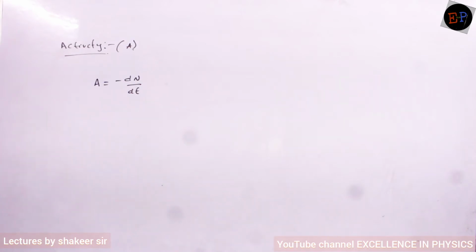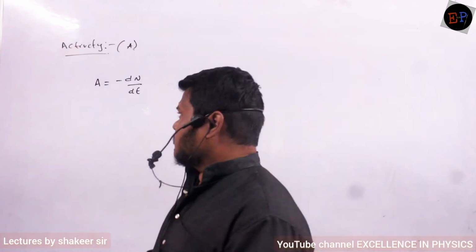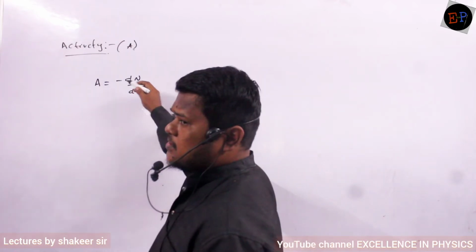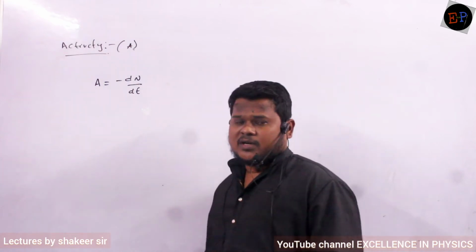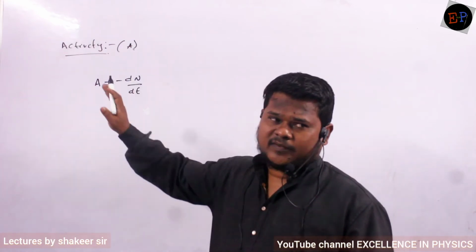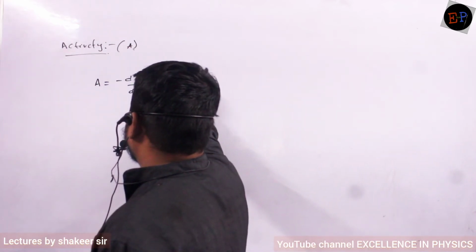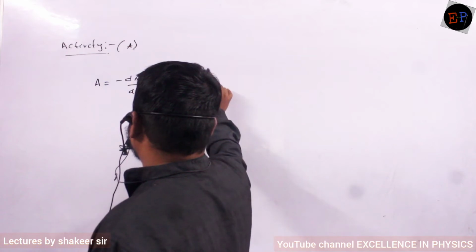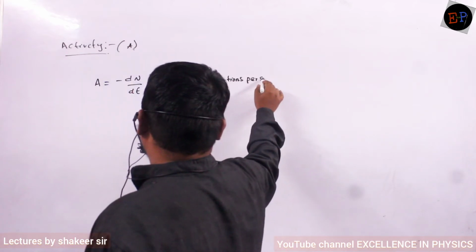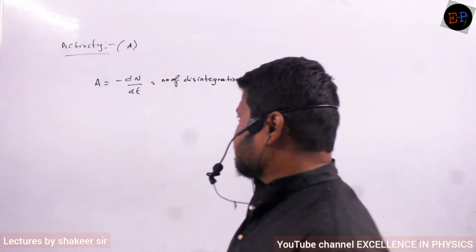The next concept which we are studying is activity. What is meant by activity? Number of disintegrations per second is called activity. Already we have studied dN by dt previously. That itself is called as activity. So what is meant by dN by dt? Number of disintegrations per second is called as activity.